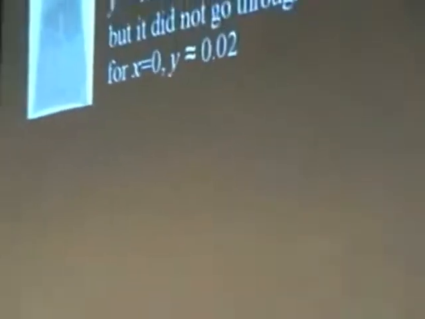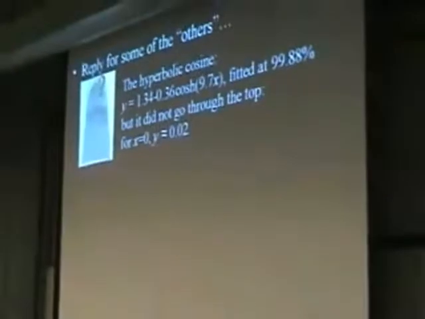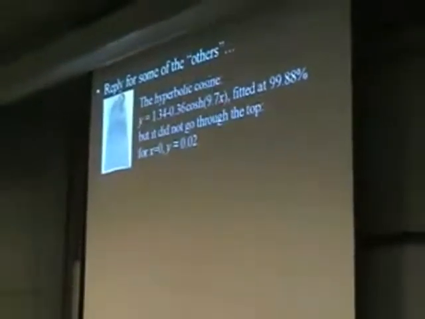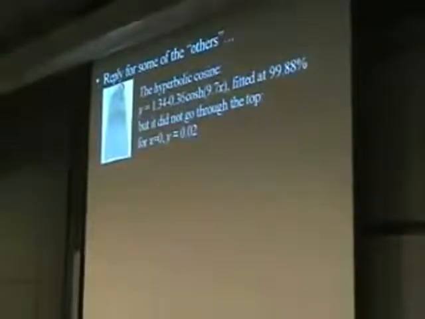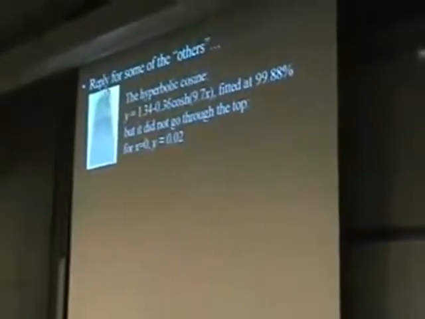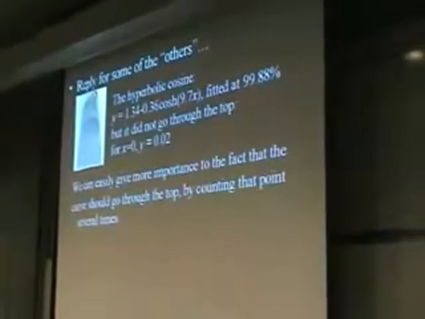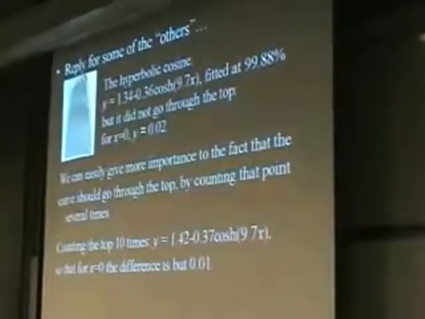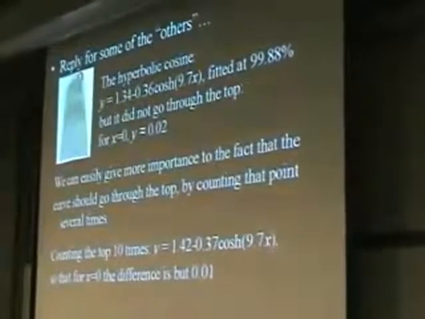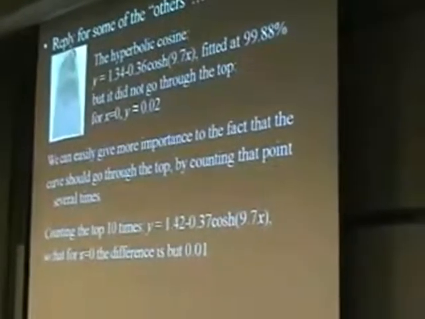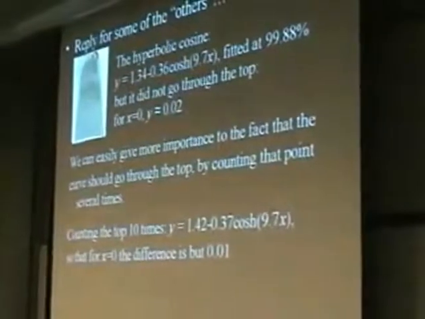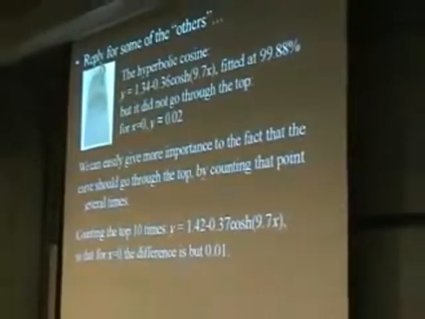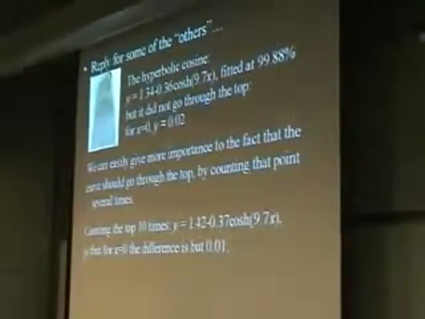The curve doesn't have to go through all the points. There's no need for that. For instance, the top can be the hardest part to construct. Now, if, like Amadeo is doing, you want to make that top more important, you can do that. You can easily give more weight to the top. You can say, for instance, let's count the top 10 times, that is, give it a weight of 10. What happens then? The formula changes a little bit, and you can see that now the difference is only 0.01, if x is 0.